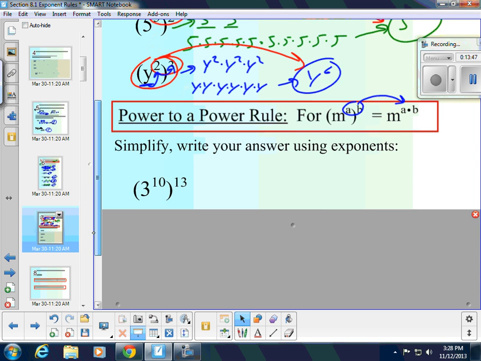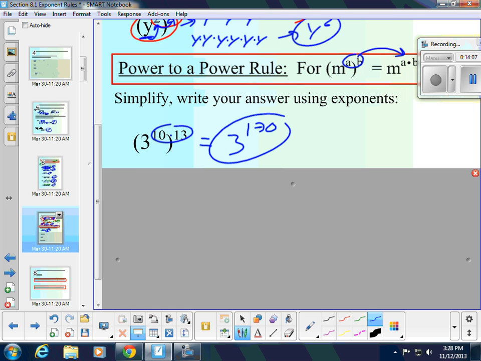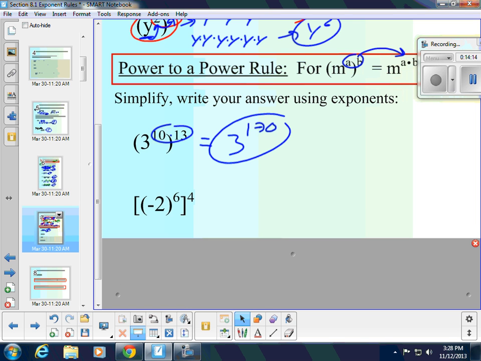So this one I wouldn't want to break apart. This one we're just going to apply the rule. 3 to the 10th to the 13th power. I don't want to write all those different ones out, all those 3's to however many different times I have to write it out. But we just know the rule now. If it's a power to a power, I can just multiply these two together. And I can just say, well, this is like 3 to the 130th power. And that's all I have to do, simplify that problem and write my answer using an exponent.